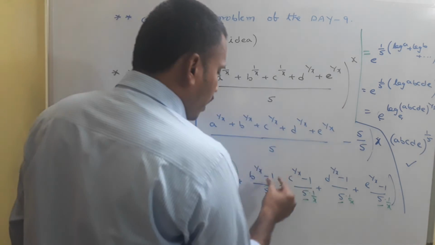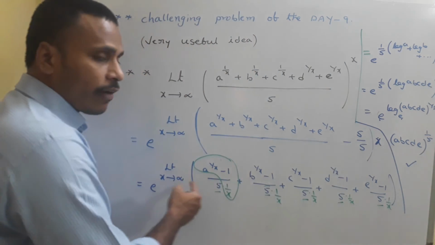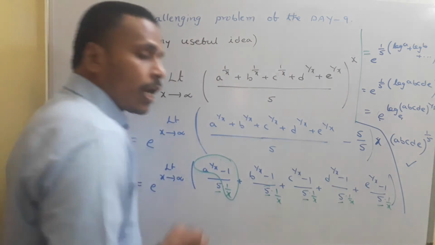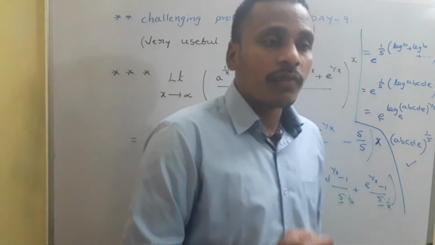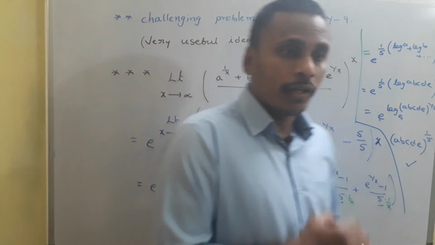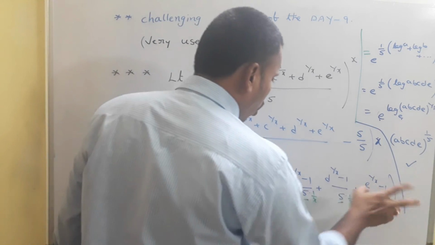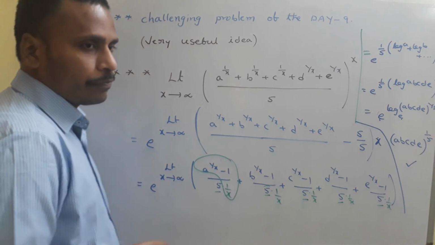b power 1 by x minus 1 by 5, like that. And after that, distribute this x also for all the 5 terms and write it like 1 by x, 1 by x, 1 by x, 1 by x. Now by the standard formula of limit, a power 1 by x minus 1 by 1 by x as x tends to infinity, it is log a, this is log b, log c, log d, log e, and this is log abcde divided by 5.